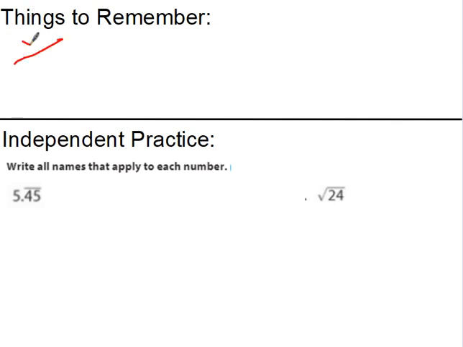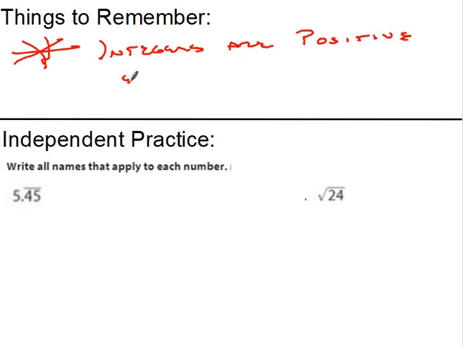So things to remember. Integers are positive and negative. Whole numbers.